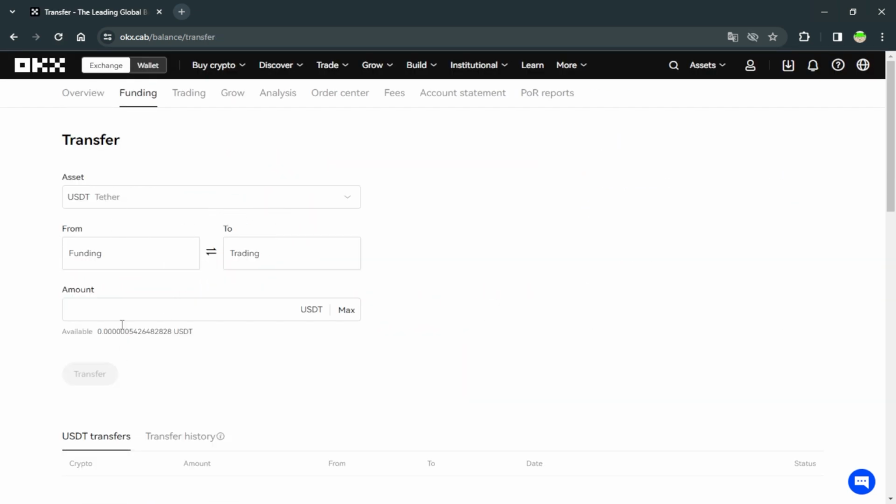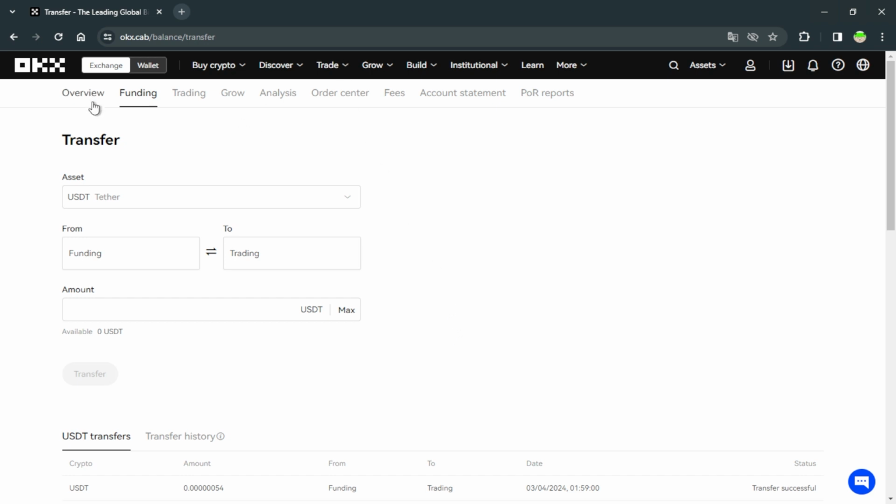In order to start trading cryptocurrency, you will need to transfer one or another currency to a trading account. This is done in one click. Click Transfer. Select the currency we need, let's say USDT, and transfer it from the funding account to the trading account. Select the amount of currency and click Transfer.